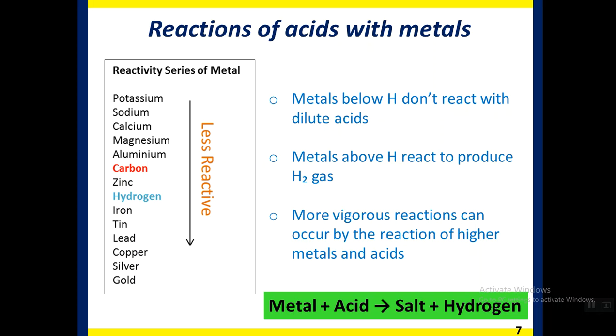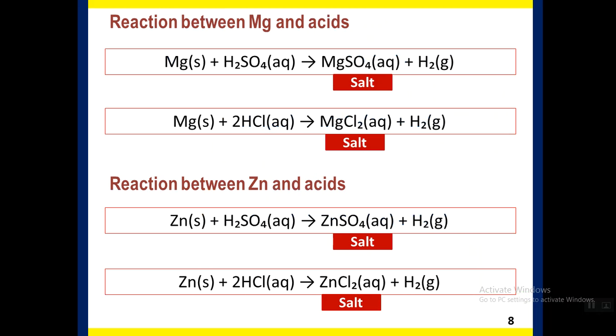And at the same time, more vigorous reactions occur with higher metals and acids. So we know that when a metal reacts with acid, it forms a salt and hydrogen. Yes, we will now see some reactions between some metals and acids. Here I have shown you the reactions of magnesium metal and zinc metal with sulfuric and hydrochloric acids.